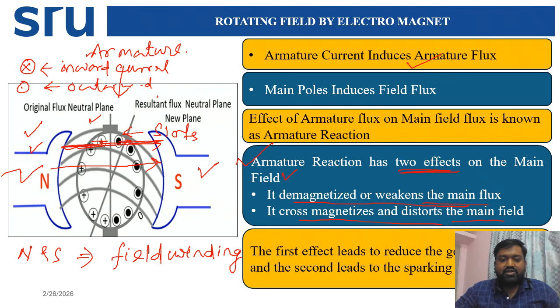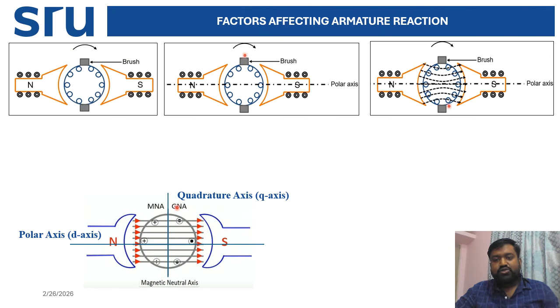The first effect, demagnetizing or weakening the main flux, will affect the voltage. That means the generated voltage is reduced. And cross-magnetizing or distorting the main field means sparking will be created. These are the two effects of armature reaction. For that reason, we have to understand armature reaction properly and also compensate for it. Now come to the third point.